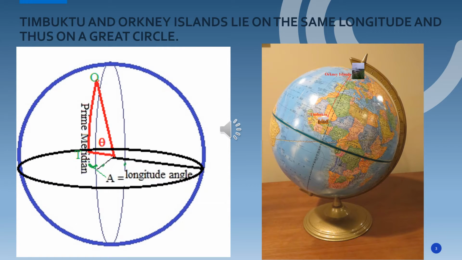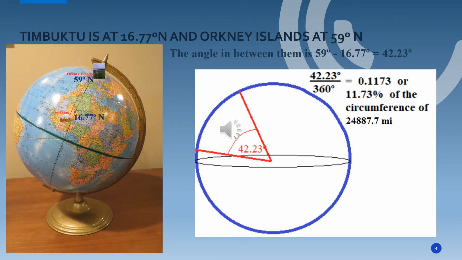So using the radius of the Earth plus that extra mile, 3,961 miles as our radius, 2 times pi times that radius gives us 24,887.7 miles would be the full circumference if we flew in a hot air balloon all around the Earth. To find the angle in between our 2 locations, we want to subtract 16.77 degrees north from 59 degrees north. That will give us 42.23 degrees.